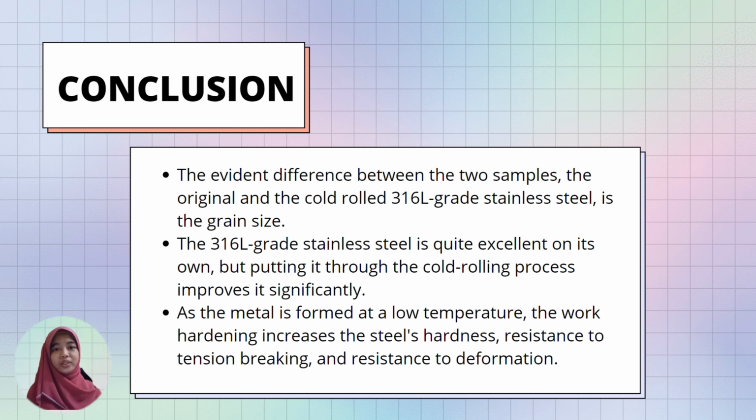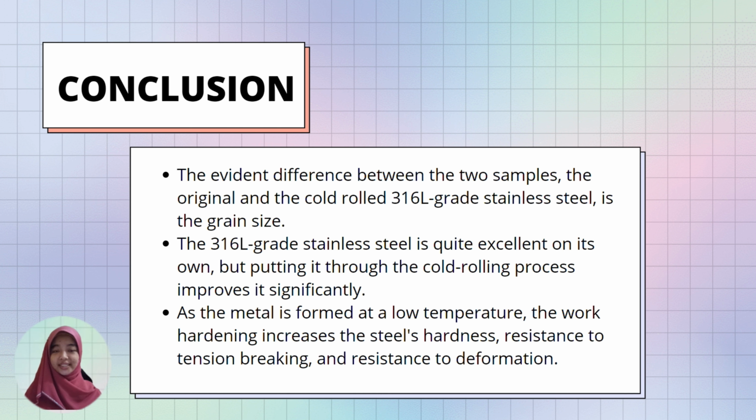Conclusions: the difference between the normal and cold rolled 316L stainless steel is the grain size. The strength can be increased by structural strengthening. By reducing the grain size to the nanometer range, it can lead to an increase of yield strength and the ultimate tensile strength. So 316L stainless steel is quite superior on its own, but by putting it through the cold roll process, it can be improved significantly.